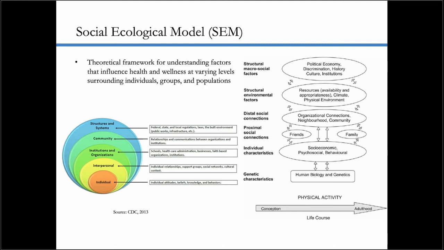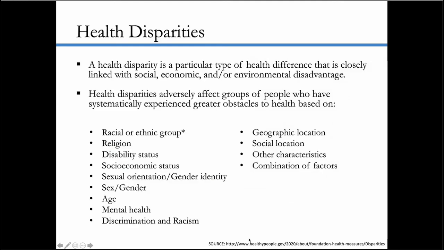And so these social determinants of health that we've talked about and how we framed it within the social ecological model, where these factors that are exogenous or external to a person's individual behaviors that influence an individual's behaviors can lead to what we call health disparities. And health disparities are a particular type of health difference that are closely linked with social, economic, and/or environmental disadvantage.